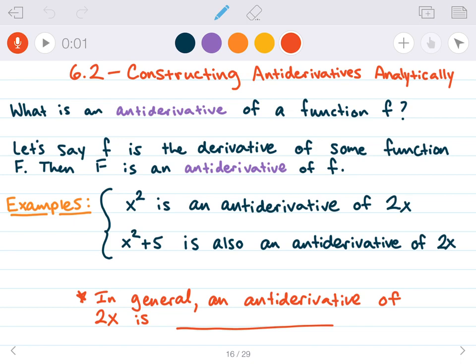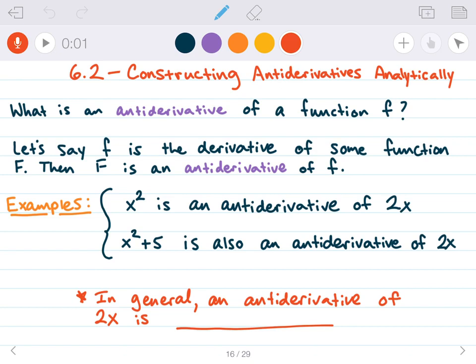Okay, so here comes the fun part. Antiderivatives. So what is an antiderivative, first of all? Let's say f is the derivative of some function, capital F. Then capital F is an antiderivative of f. So let's look at some examples.